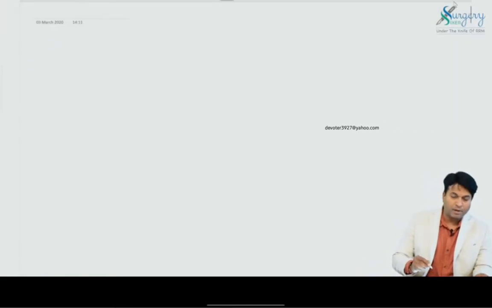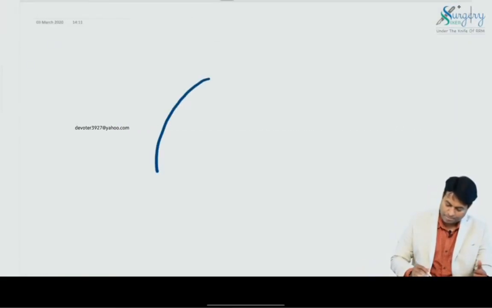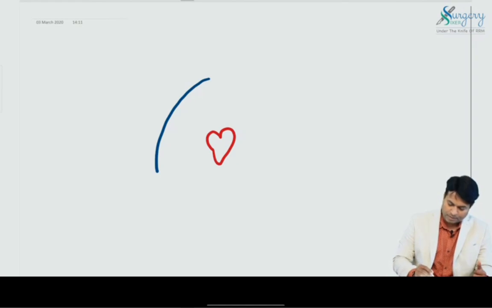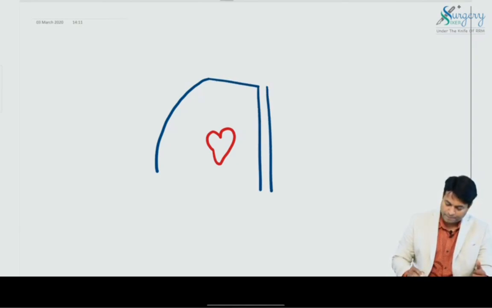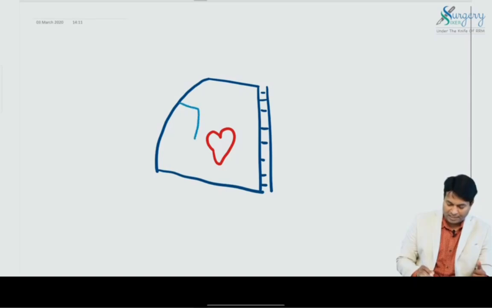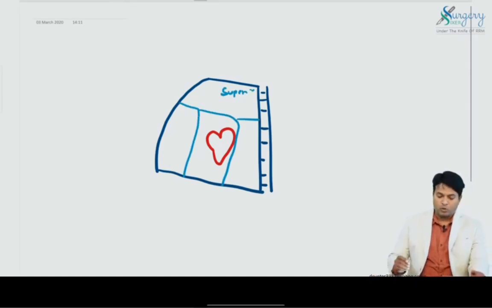The mediastinum or the thoracic cavity is divided into three parts. This is the heart, this is the vertebra, and this is the diaphragm. So you have three parts in the mediastinum: this is anterior mediastinum, this is middle mediastinum, this is posterior mediastinum, and this is superior. Superior mediastinal masses we are not discussing here.